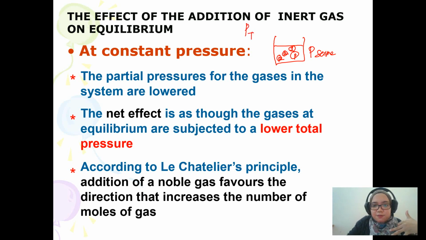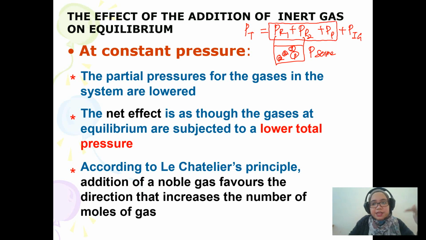Pressure total sama. Equals to pressure reactant 1 campur pressure reactant 2 campur pressure product campur pressure inert gas. Okey, tadi kita ada ni je initially sebelum tambah inert gas, partial pressure of reactant dengan product. Okey. Tiba-tiba kita tambah inert gas. So sekarang ni total pressure still remain the same.